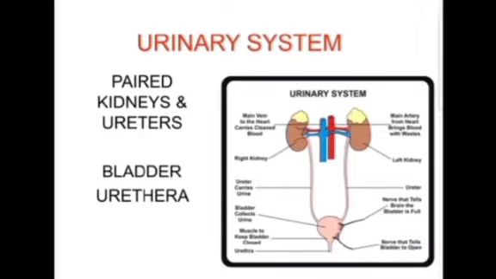The urinary system comprises of the kidneys and the ureters, and there is a urinary bladder and urethra. You know, the kidneys produce the urine which passes through the ureters to the bladder for temporary storage, and there is then periodic release to the exterior through the urethra.